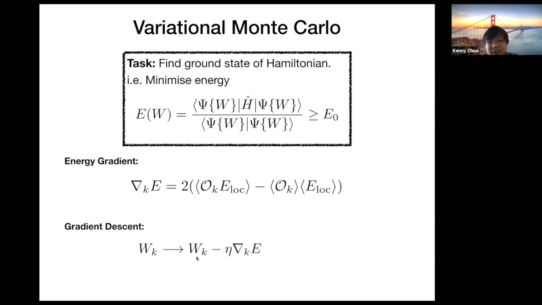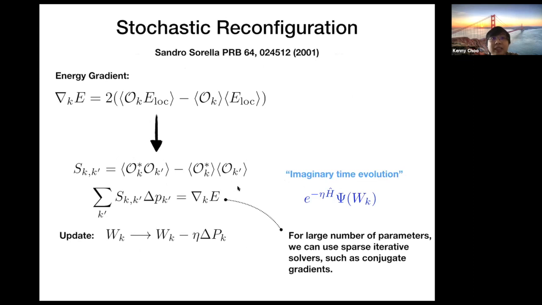So this is just like a stochastic gradient descent. Of course you can also use other more advanced optimizers like Adam or something like that. But basically the idea is just using the gradient to update and lower the energy. But the approach that we usually take is actually to use the method that was introduced by Sandro maybe 20 years ago, which is called stochastic reconfiguration.